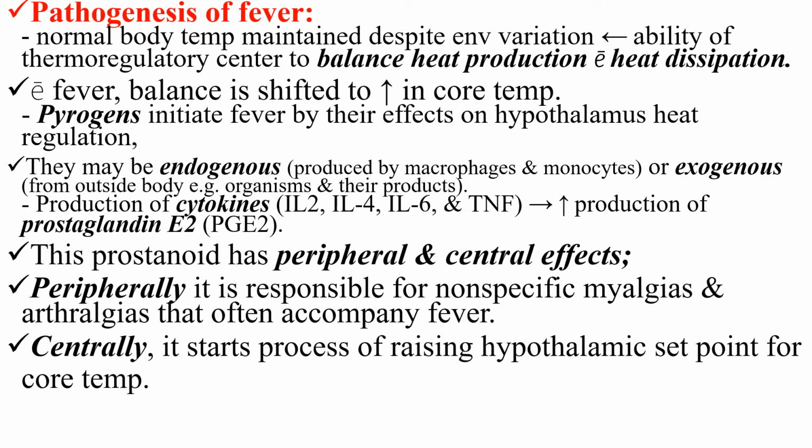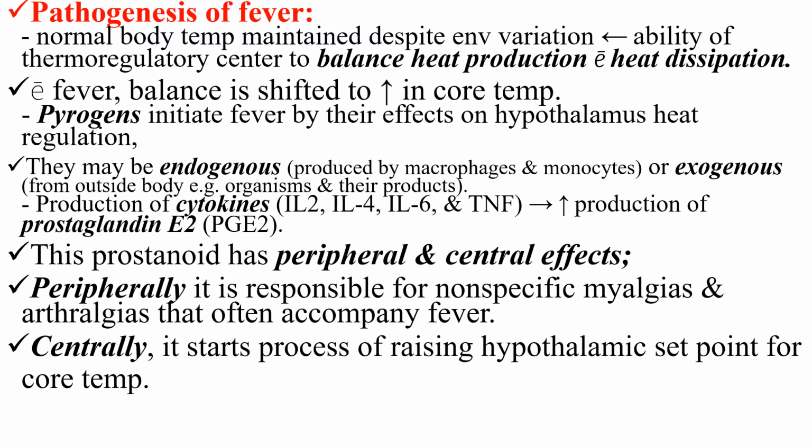Pathogenesis of fever. Normal body temperature is maintained despite any environmental variation due to the ability of the thermoregulatory center to balance heat production with heat dissipation. With fever, the balance is shifted to an increase in core temperature. So core temperature increases in fever. Pyrogens initiate fever by their effect on hypothalamic heat regulation.